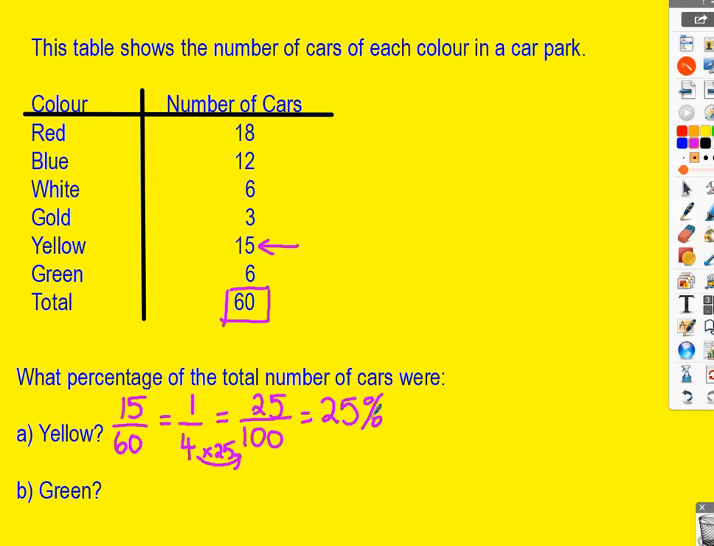And then green cars, that's 6 out of 60. Again, simplifying the fraction, I will divide numerator and denominator by 6. How many 6s in 6? 1. How many 6s are there in 60? There's 10. So that's 1/10. Some of you might know 1/10 as a percentage, but if we just go through the workings, we want it out of 100, so I've multiplied the denominator by 10, multiplying the numerator also by 10, 10 out of 100, that's 10%. So 10% of the cars were green.